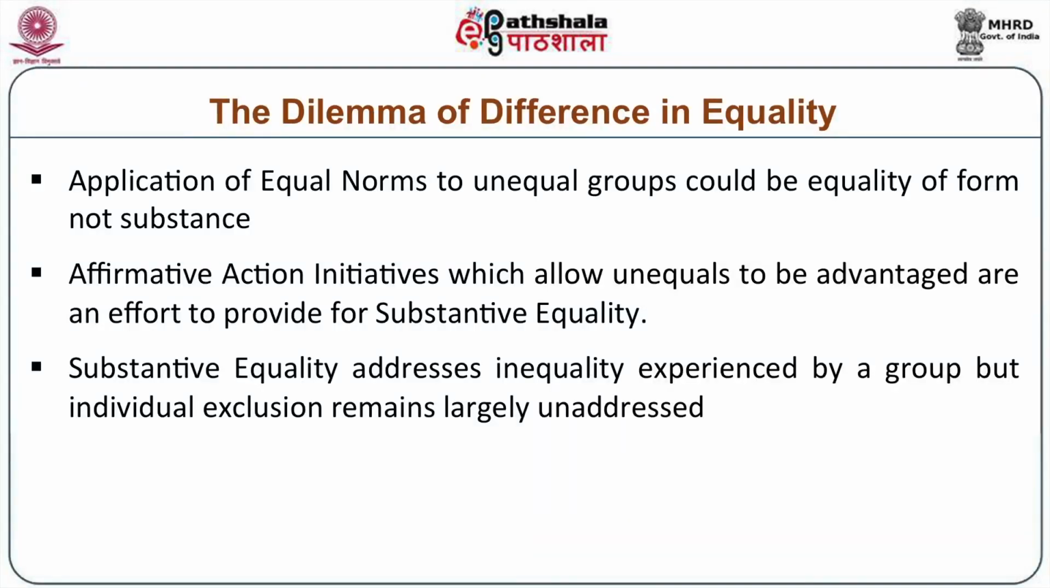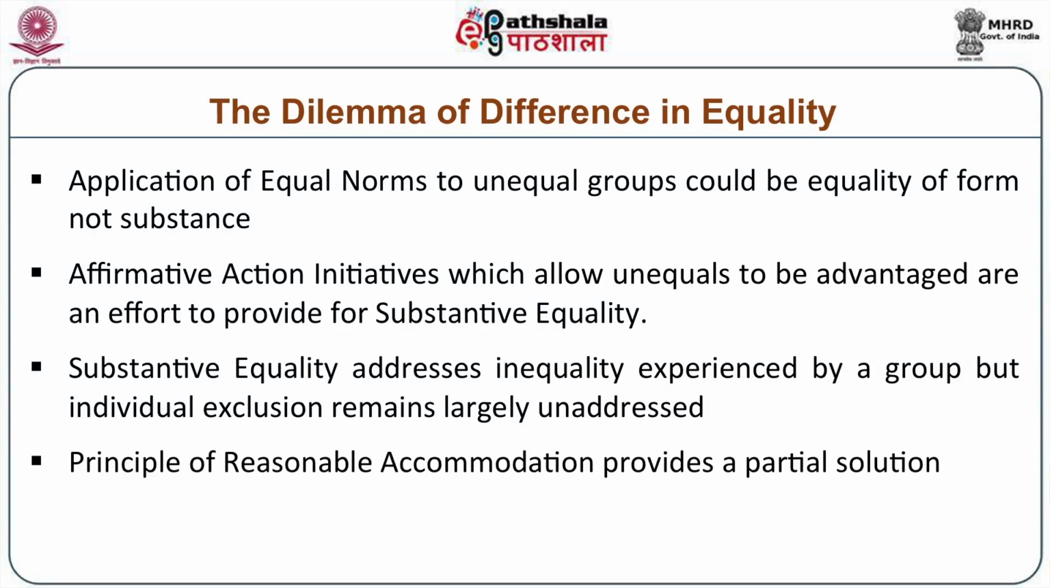So how can we have formal equality before the law when those of a particular gender or a race or class, or if they're disabled, cannot even enter the law courts? So substantive equality is achieved or hoped to be achieved through various affirmative action initiatives. Substantive equality addresses the inequality experienced by a group, but individual exclusion remains largely unaddressed. So the principle of reasonable accommodation has been brought in an attempt to solve this problem of substantive equality.